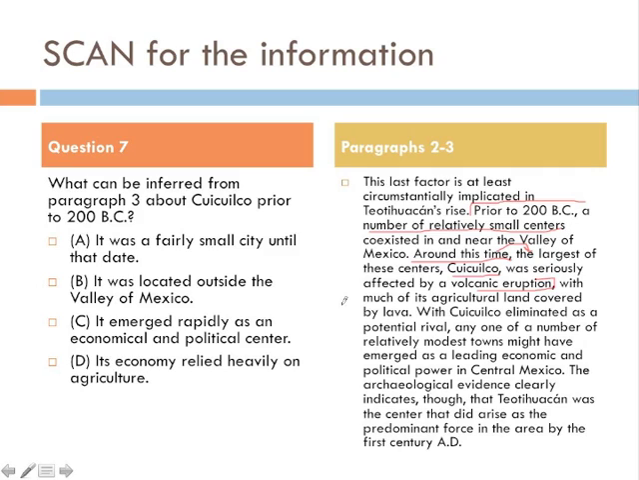So now let's look at our answer choices and think which ones can we begin to eliminate first. So first off, at A, it was a fairly small city until that date. In other words, until 200 BC, it was a fairly small city. Well, it does say that it's the largest of these centers, but that it was still part of a relatively small center, because it did mention these centers, so they are connected. So this is probably one we want to keep.